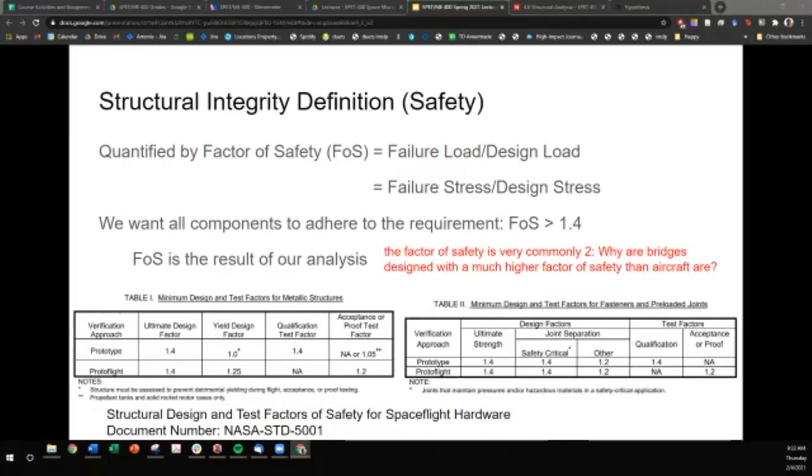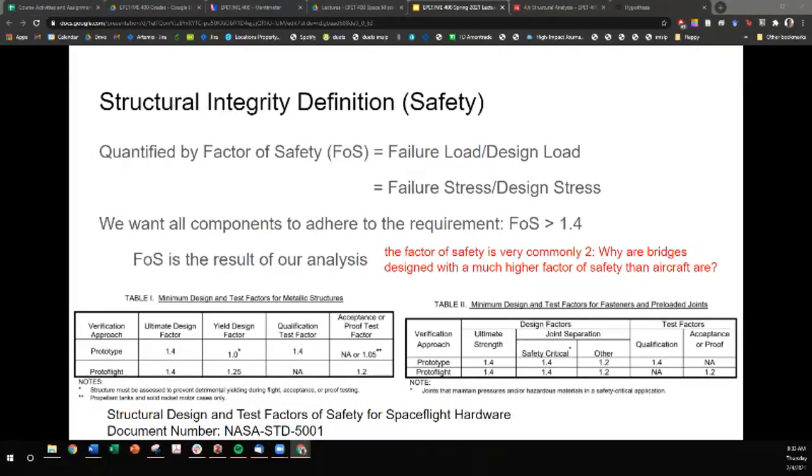Load and stress are just scaled by the cross-sectional area. We want all of our components in the spacecraft to adhere to the requirement of a factor of safety above 1.4. Factor of safety is something that we can get as a result of our analysis. I'll talk about different analysis techniques later on in the lecture.